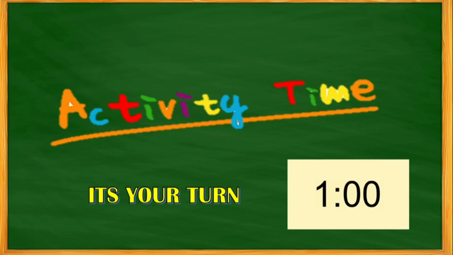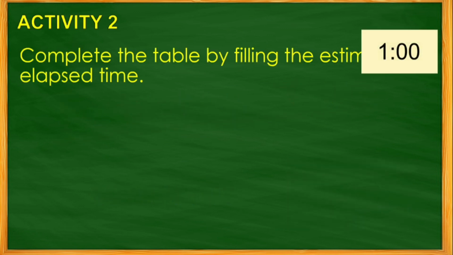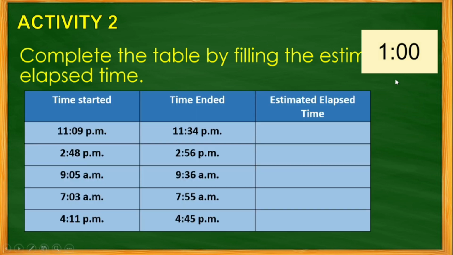Now, let's have some activity time. It's your turn. You're going to answer each of the following questions in 1 minute. Okay, for activity 2, your timer starts now. So complete the table by filling in the estimated elapsed time. So this would be the time started and time ended.